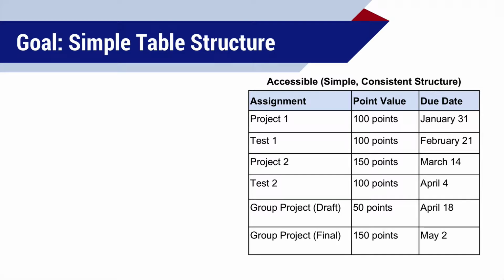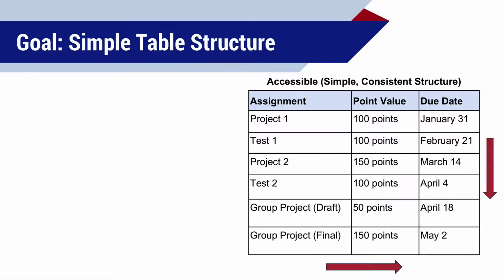Let's start by just looking at the table on the right. One thing that makes this table more accessible is its simple, consistent structure. The rows go all the way across, the columns go all the way down, and there are the same number of rows and columns throughout the table. This table also has a header row, which I've shaded in light blue. The header row clearly states what type of information is in each column so that readers don't have to guess how the table is organized.